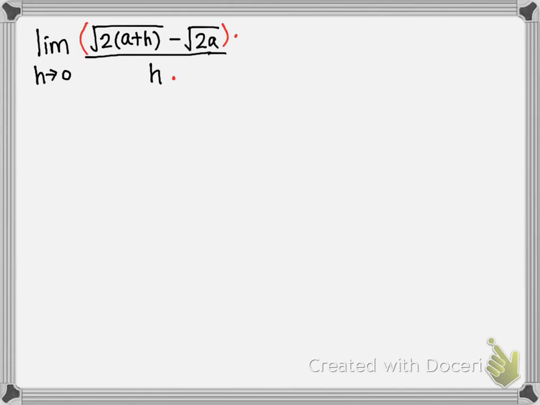So what is the conjugate of the expression? You just copy the square roots: the square root of 2a plus h, the square root of 2a. But you see the negative sign? For the conjugate, you change the sign to positive. Same thing for the denominator.